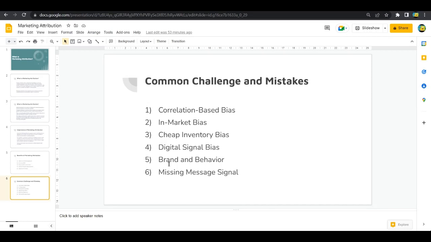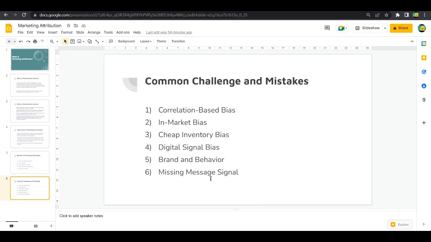Then there's brand and behavior. Attribution models can often overlook the relationship between brand perception and consumer behavior, or they can only look at them at a trend regression level. So that is an example of brand and behavior.